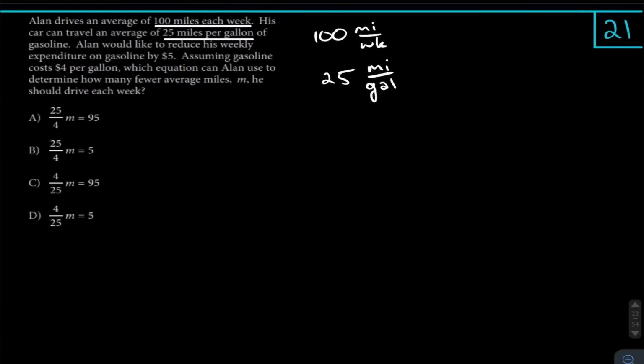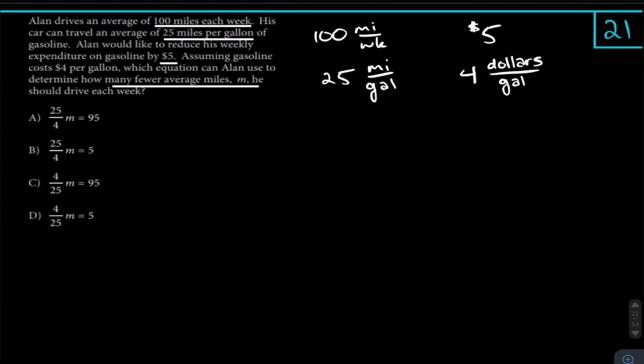We're also given that he wants to reduce his weekly expenditure by $5. So we want to reduce by $5. We can write that down. Assuming gasoline costs $4 per gallon, we could write that down as just dollars per gallon, just so we can see all the units. And we're trying to see how many fewer average miles should he drive each week?